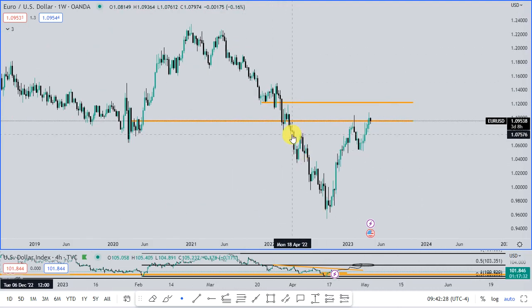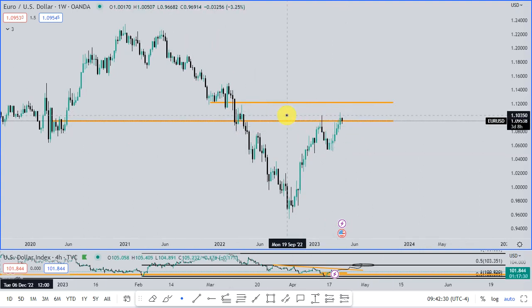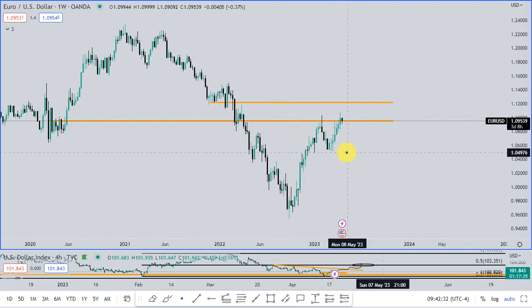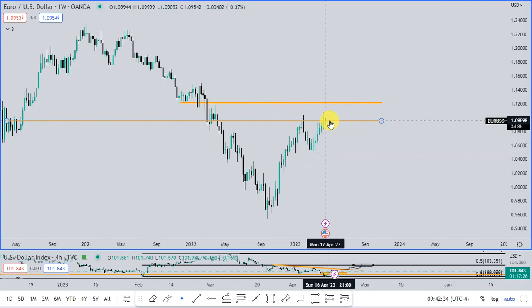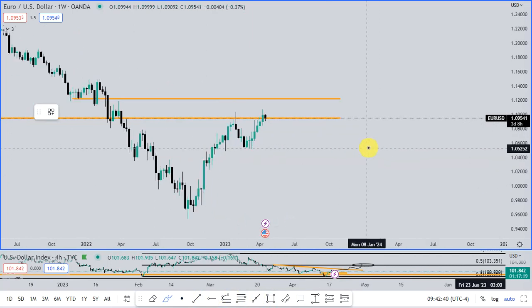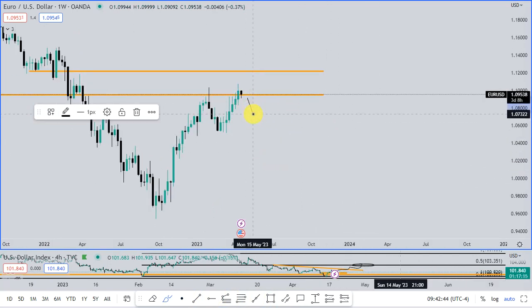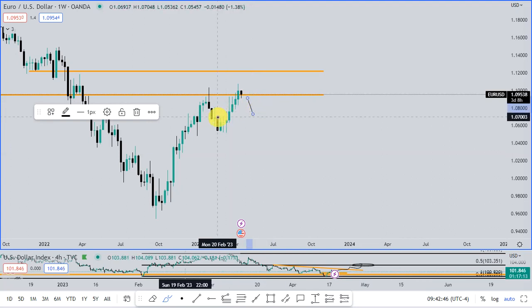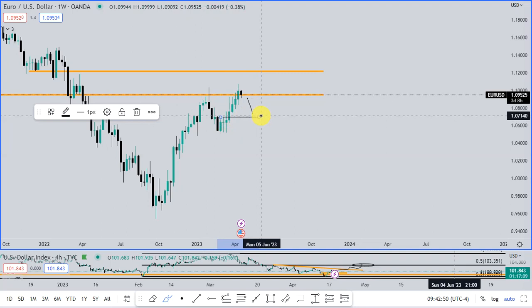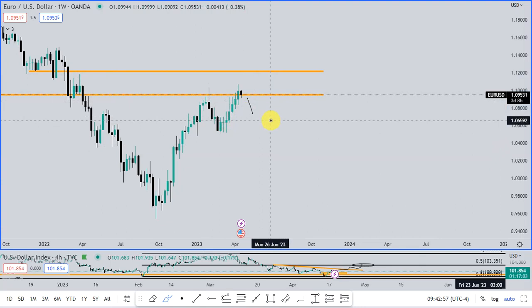So this is the weekly and monthly plan, but for now I think this level of resistance will hold the price, and as I said on the DXY chart, you might see some rejection to the downside, probably to this weekly order block, and after that maybe it goes higher. So this is the plan on euro dollar.